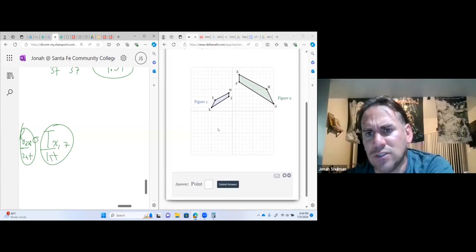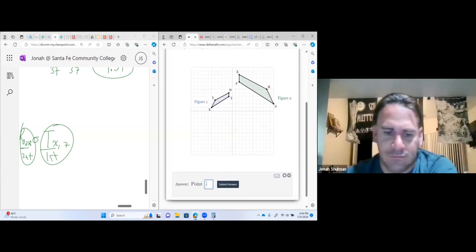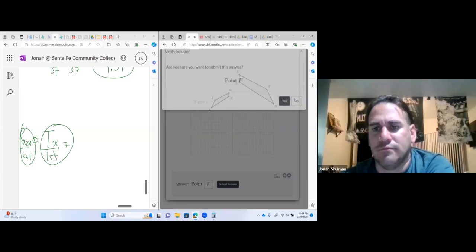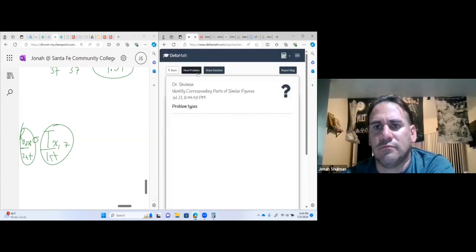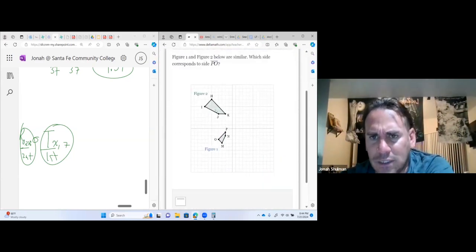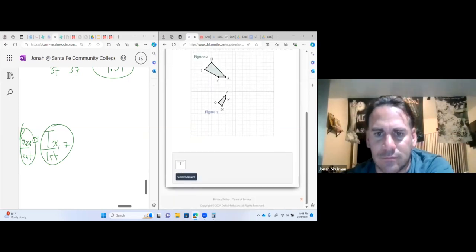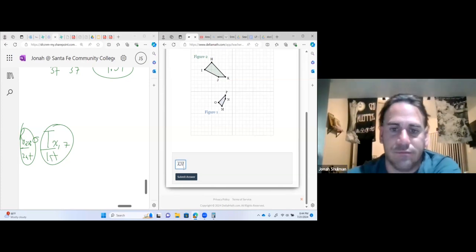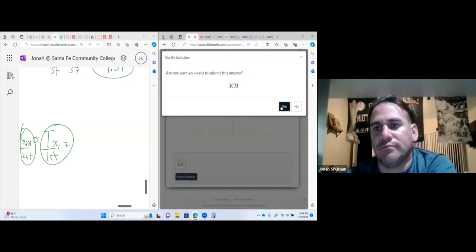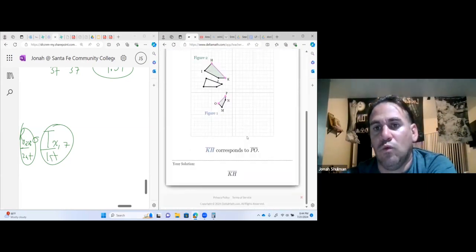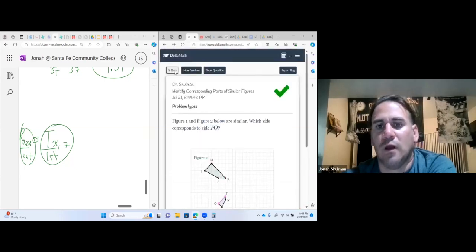So which matches to Z? F. What matches to PO? PO is KH. Line segment KH. All right. Whoa! Isn't that cool? All right.